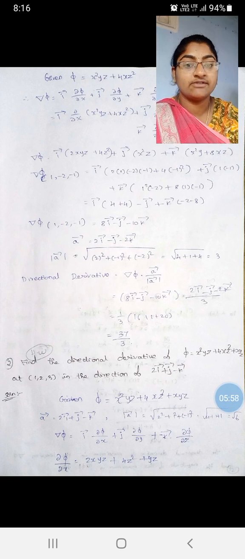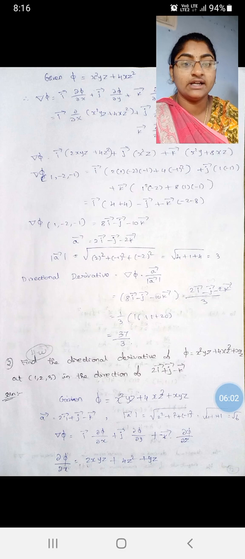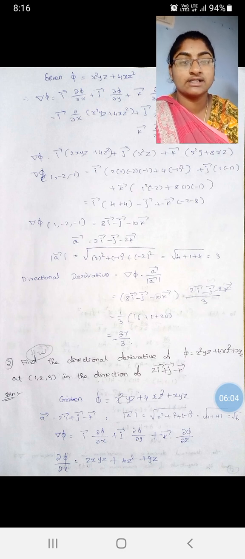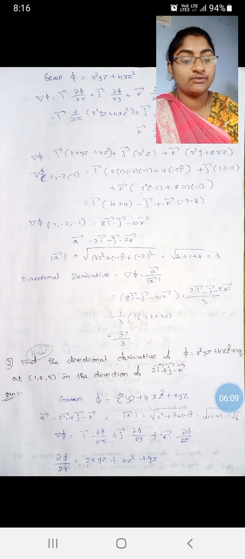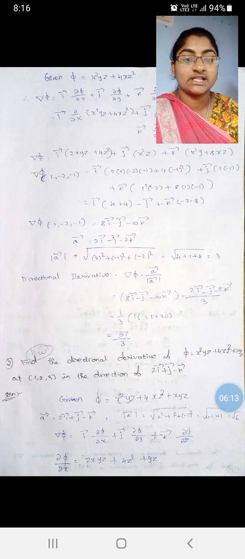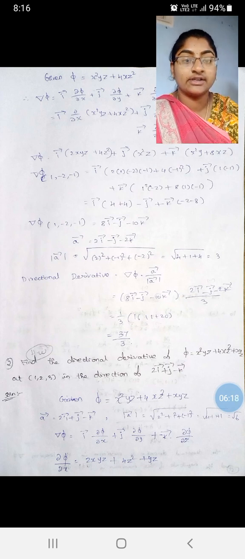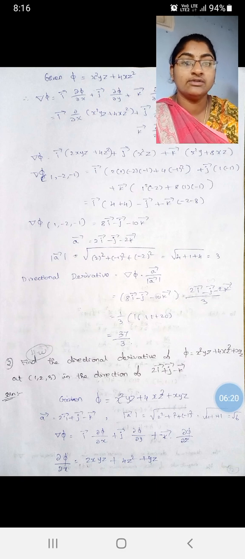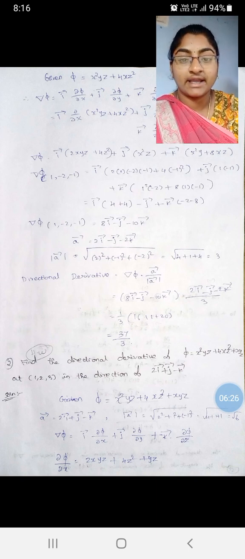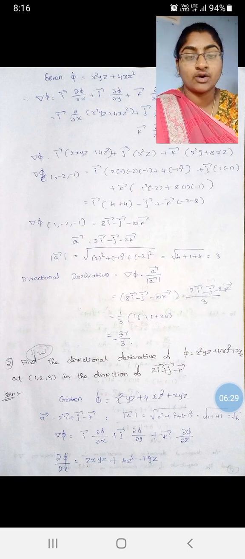Next, a vector is given in the question. Write it out. Then take the modulus of the a vector. We know the formula for modulus of r vector is root of x square plus y square plus z square. Similarly substituting here, it is equal to 2 square plus (-1) the whole square plus (-2) the whole square. So we can evaluate it and find the value root 9, which can be written as 3. Thus the directional derivative formula is del pi dot a vector divided by modulus a vector.